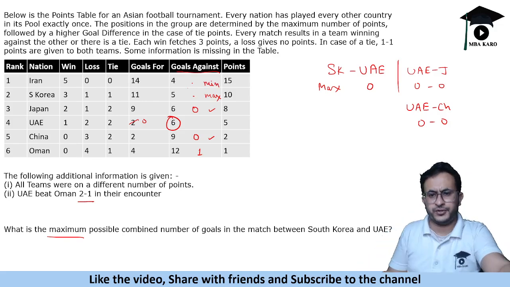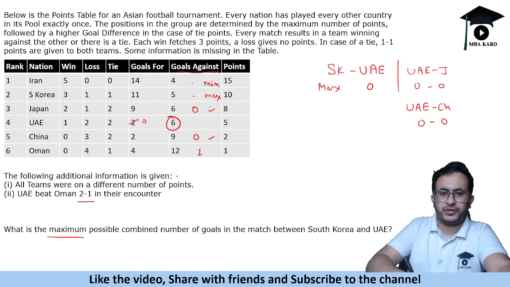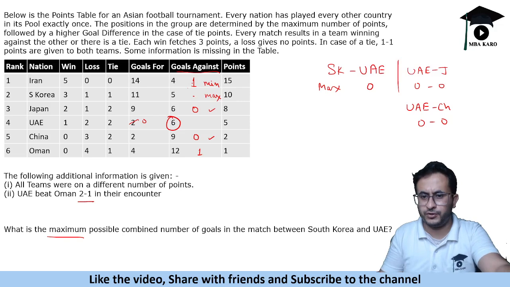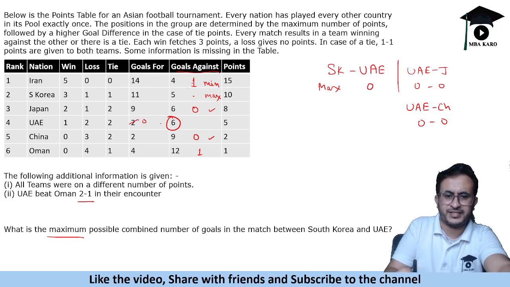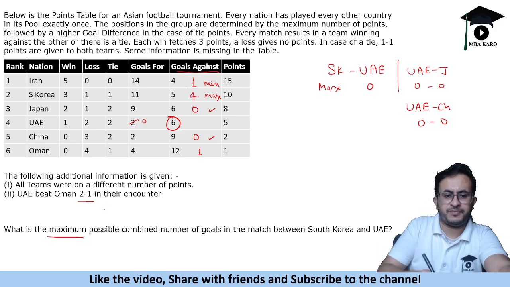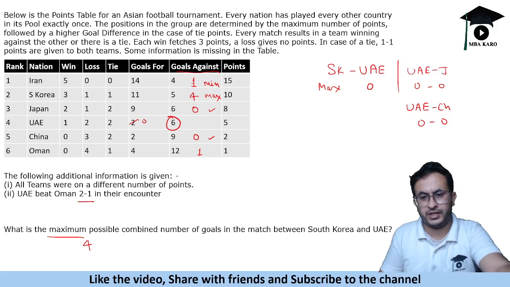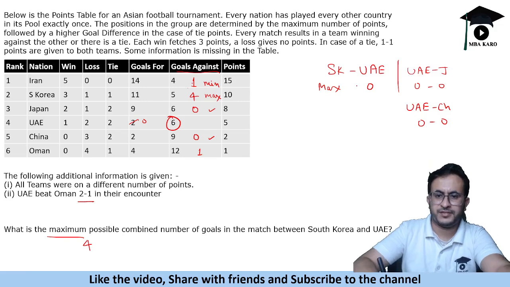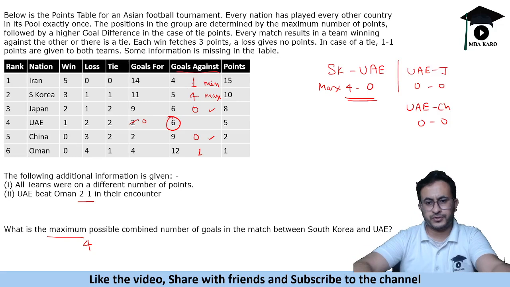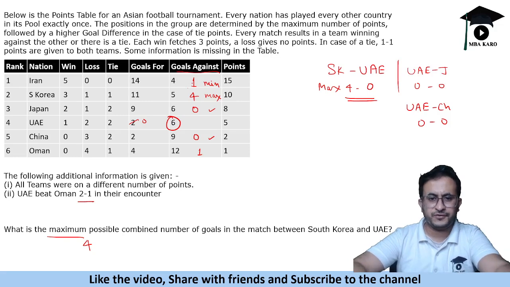Now UAE is scoring 0 goals, right? So even if Iran scores 1 goal, UAE will lose, because UAE is not scoring any other goal in any of the other matches apart from Oman. So Iran will score a minimum of 1 goal. If this is 1, then we will have a maximum of 4 goals here. That makes the answer 4. So the maximum is 4-0, by which UAE will get beaten. UAE's score is 0, and South Korea can have a maximum of 4 goals. So 4-0, the total is 4.